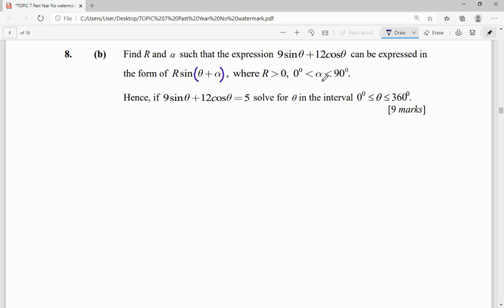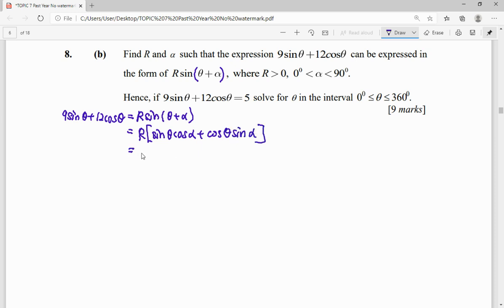So for the first part, we're going to express our trigonometry 9 sine theta plus 12 cos theta in the term of R sine theta plus alpha. So we expand it using our compound angle where sine A plus B will become sine A cos B plus cos A sine B. When we expand it fully, it will be R sine theta cos alpha, and then R cos theta sine alpha.